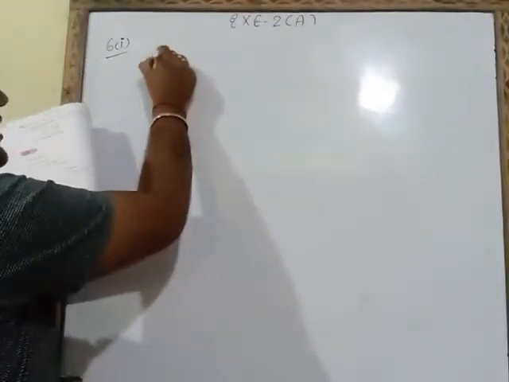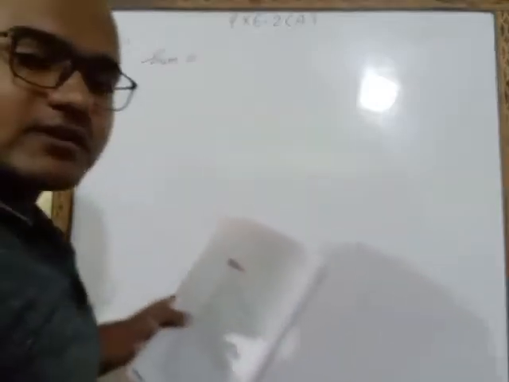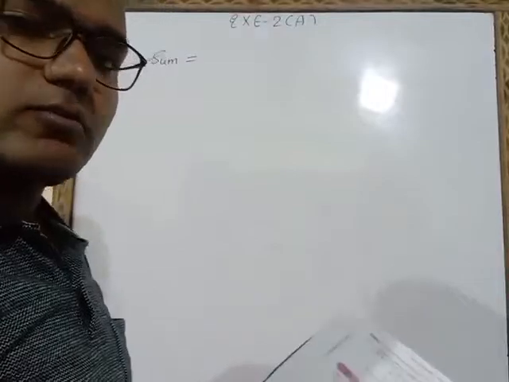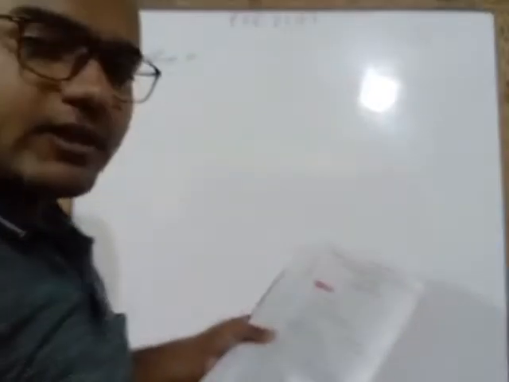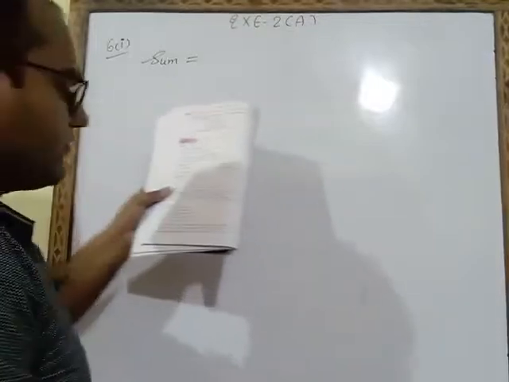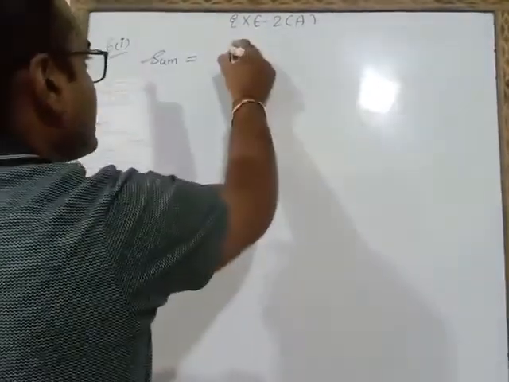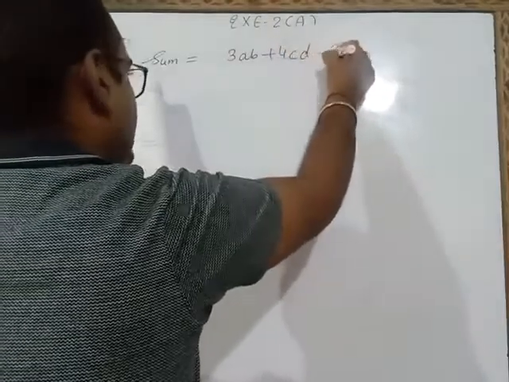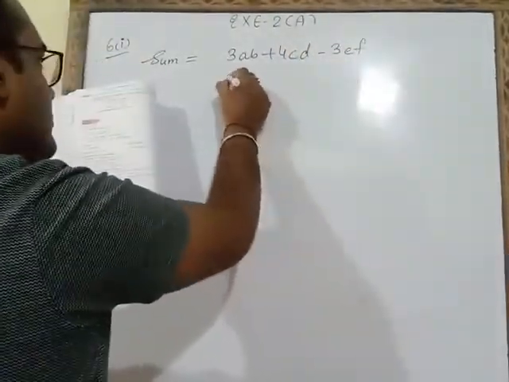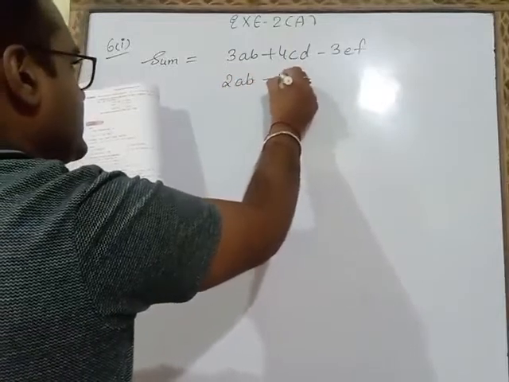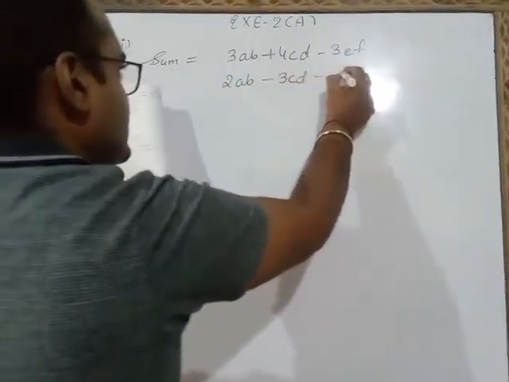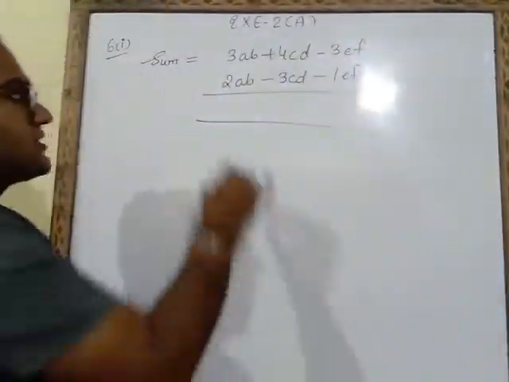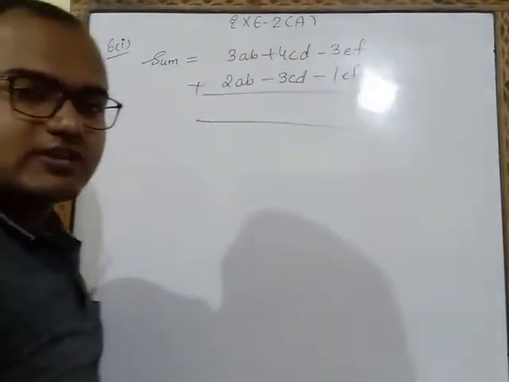So first of all we have to find sum. Sum means plus. You can use any method, column method or horizontal method, whatever method you use, both are correct. So we will use column method here. First we have to do the sum of 3AB plus 4CD minus 3EF and 2AB minus 3CD minus 1EF. We have to find the sum. Sum means plus, so we have to add these two algebraic expression.